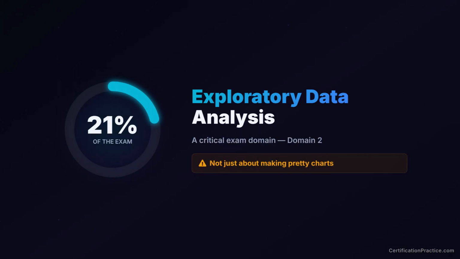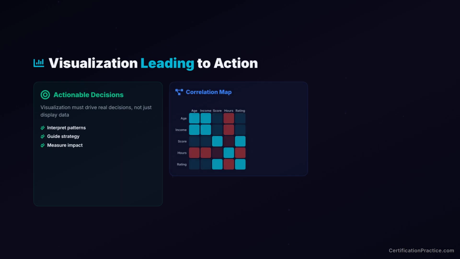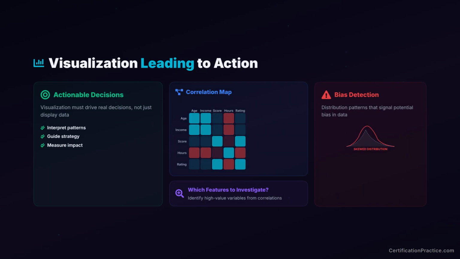This isn't about making pretty charts. You need to demonstrate that visualization leads to actionable decisions. Can you look at a correlation map and explain which features to investigate further? Can you identify distribution patterns that signal potential bias? That's the level of thinking being tested.